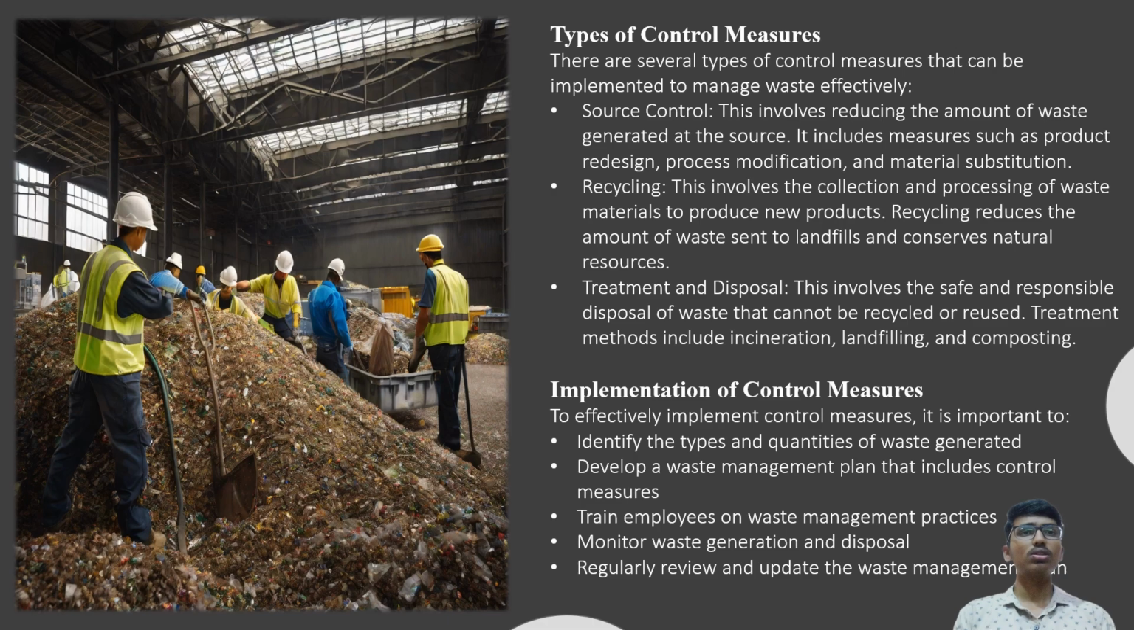Types of control measures. There are several types of control measures that can be implemented to manage waste effectively. These are source control, recycling, treatment or disposal. Implementation of control measures. To effectively implement control measures, it is important to identify the types and quantities of waste generated, develop a waste management plan that includes control measures, train employees on waste management practices, monitor waste generation and disposal, and regularly review and update the waste management plan.